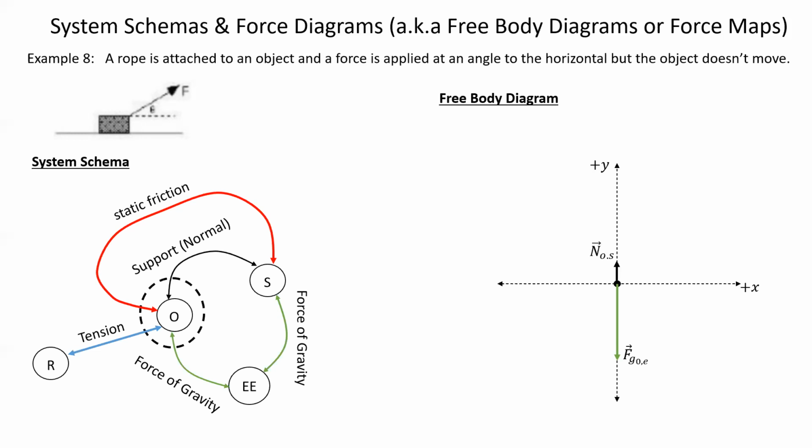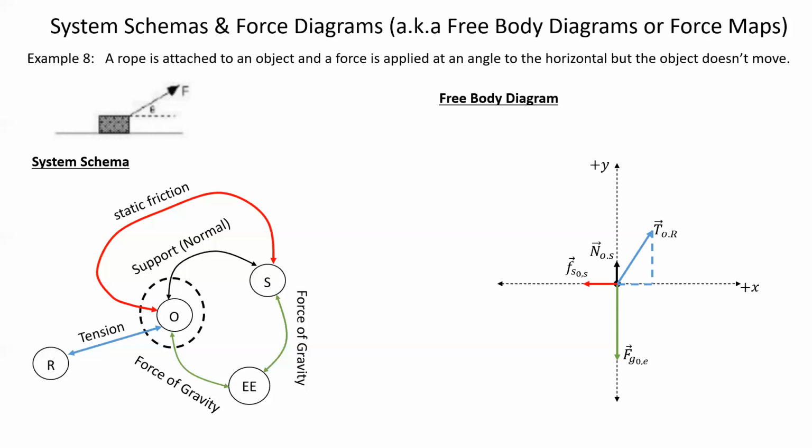We'd have normal force upward, but notice it's not the same length as the gravitational force. That's because the tension force, which is upward and toward the right, has a vertical component. When you add the normal force and the vertical component of the tension, it will exactly balance out the gravitational force. And of course, we can't forget the static friction force here.